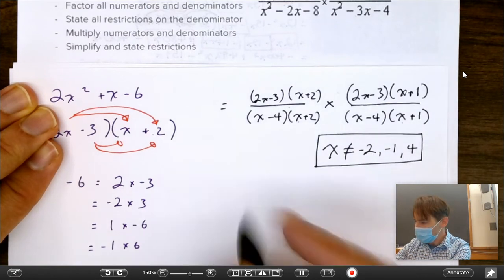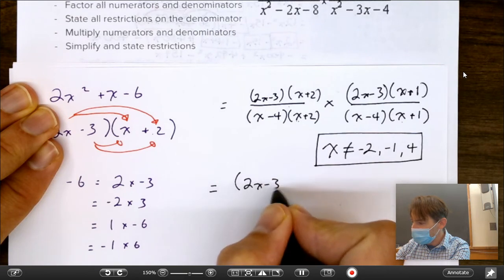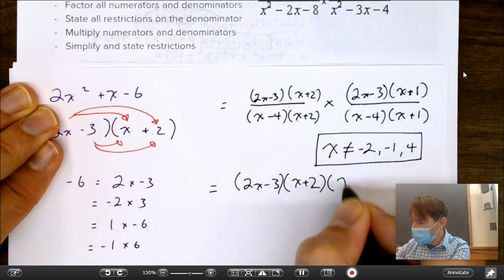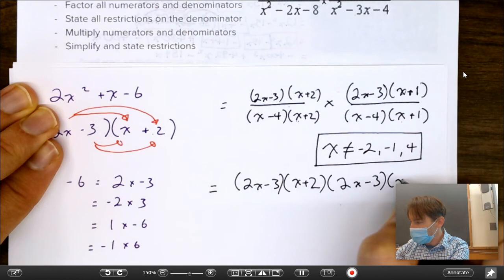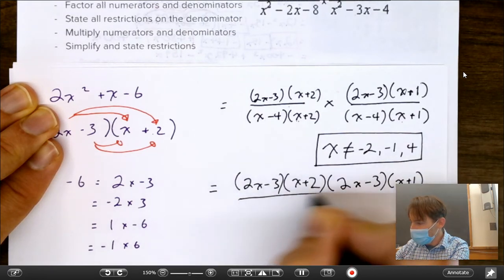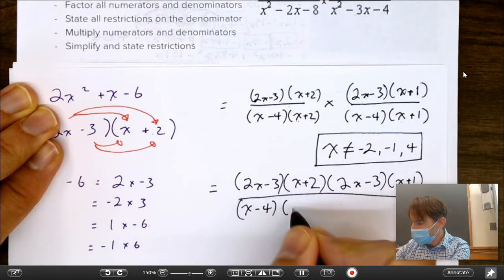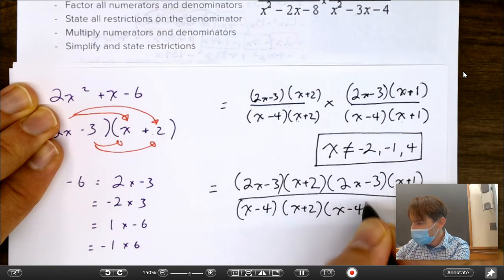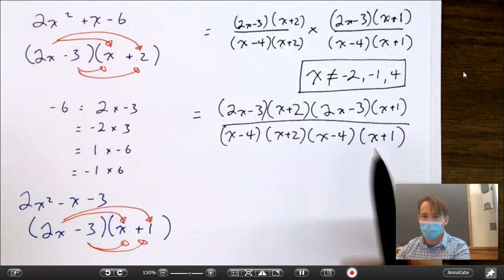So let's do that. Bring this down to another line, and I would have 2x minus 3 times x plus 2 times 2x minus 3 times x plus 1, all over x minus 4 times x plus 2 times x minus 4 times x plus 1. Now this is just a chain of multiplication that links all of these terms.